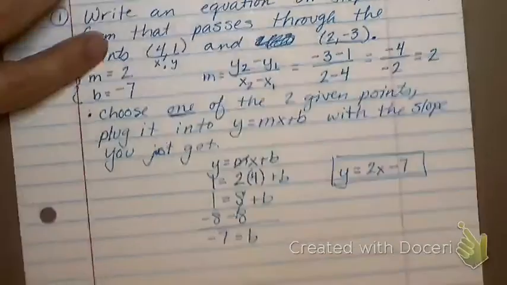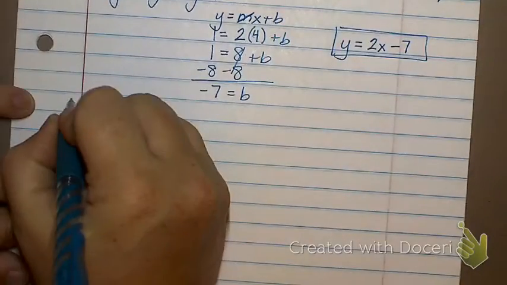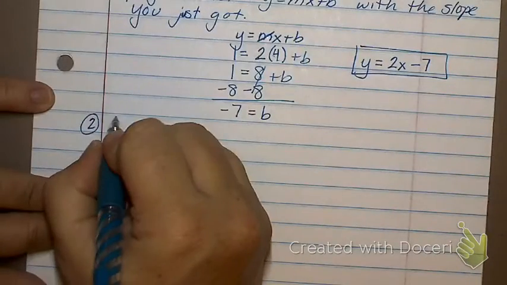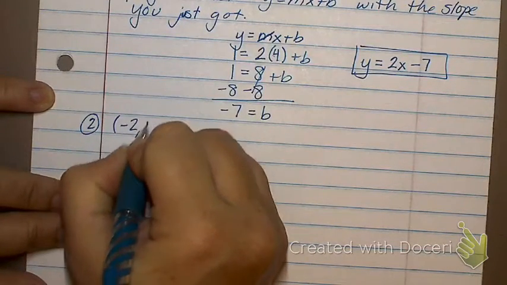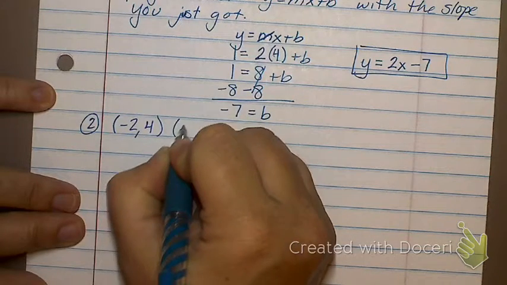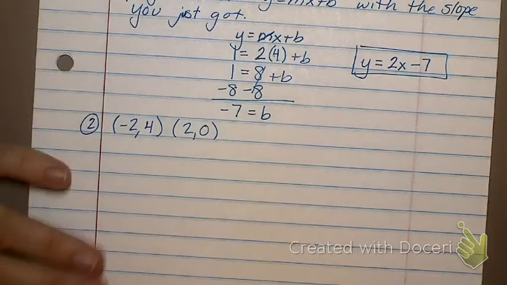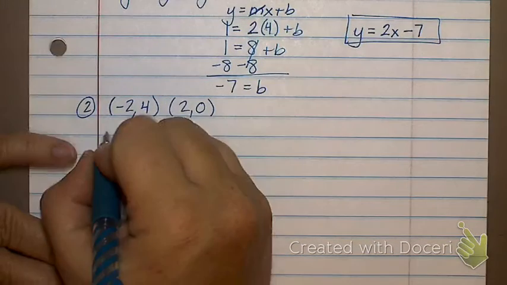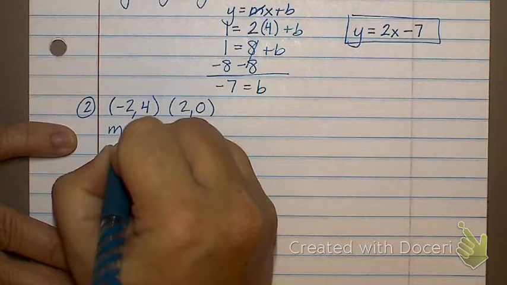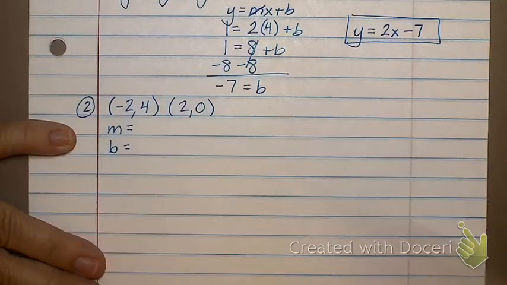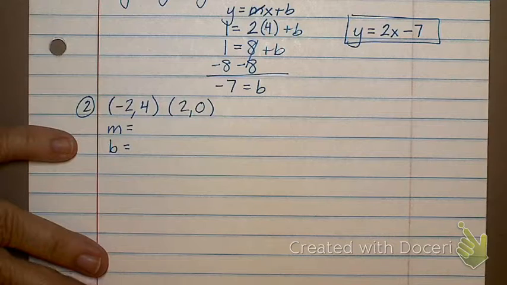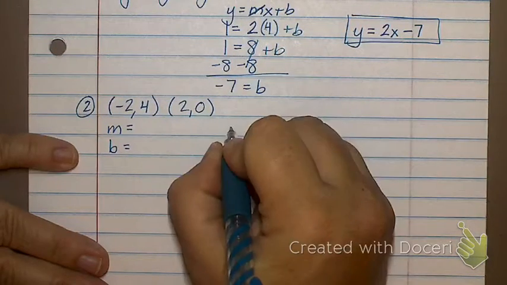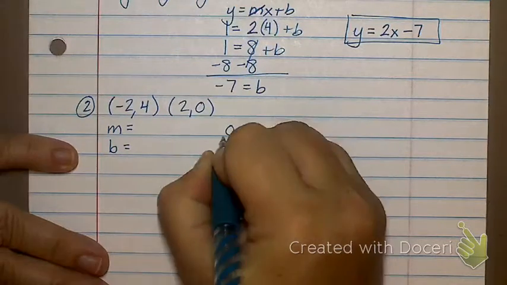Okay? All right, let's try another one. I'm not going to write all that stuff out again. I'm just going to give you the 2 points. But the same question. So negative 2, 4, and 2, 0. I need to write the equation. So again, what are the 2 things I need to find? I need to find m and b. How do I find m? y2 minus y1. 0 minus 4 over what?